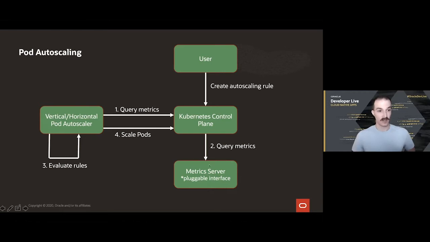So after the control plane queries metrics from your metric server of choice, the vertical pod autoscaler then has to make a decision. So it's going to evaluate those metrics based on your rules, and then determine if it needs to scale up, scale down, or do nothing to your pods. It's a little bit more sophisticated than that. It can make sure that it's not changing your pods too often and has some other configuration, but this is the very high level flow of how the autoscaler, whether it's vertical or horizontal, works.